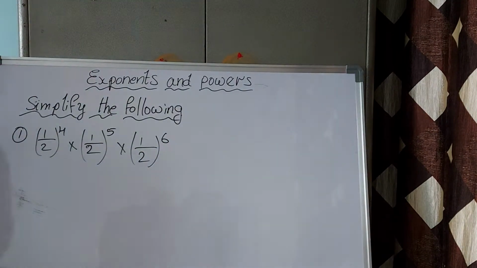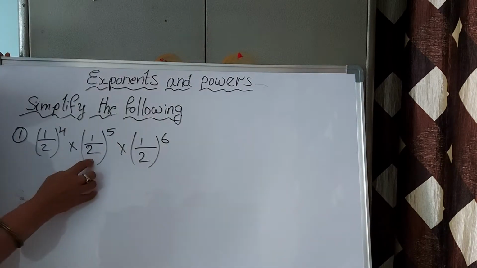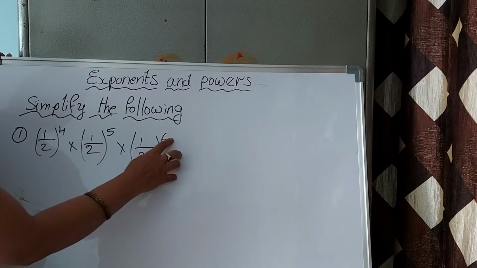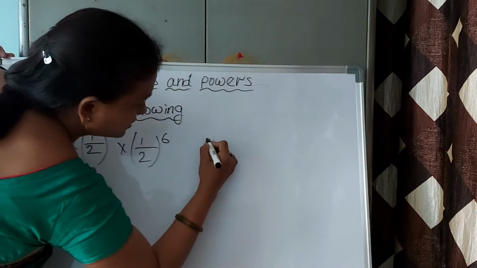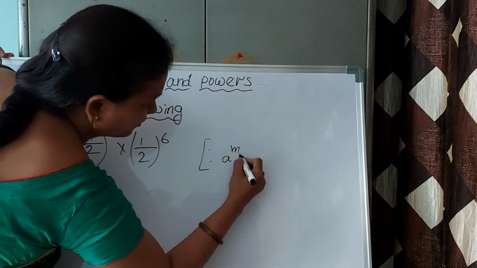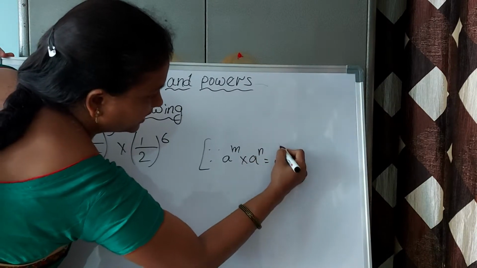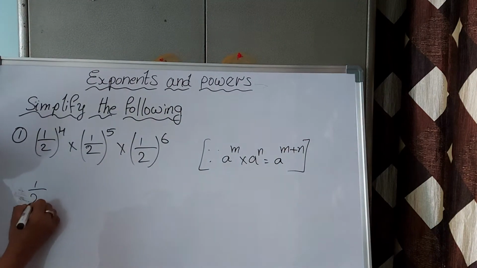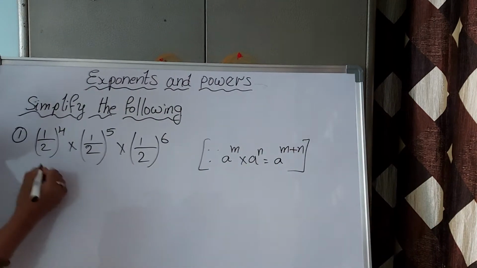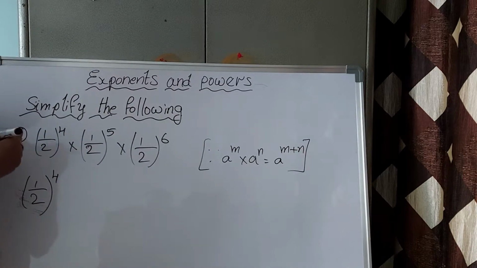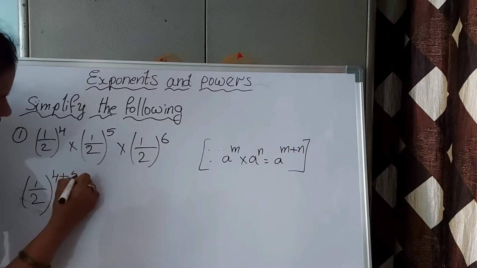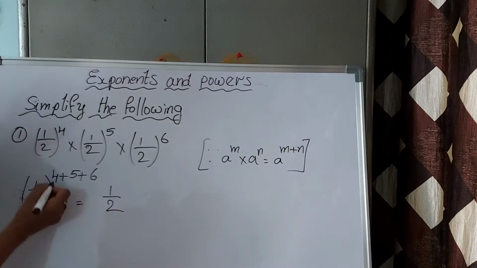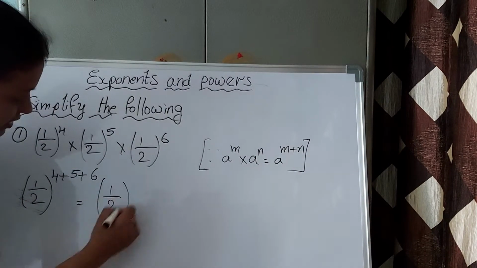This is in which law? Basing on a power m into a power n, like that you take. According to this formula, a power m into a power n will give a power m plus n. So here the base 1/2 is the same. That's why we have to add the powers: 4 plus 5 plus 6, which is 15. So (1/2) to the power 15 is the answer.